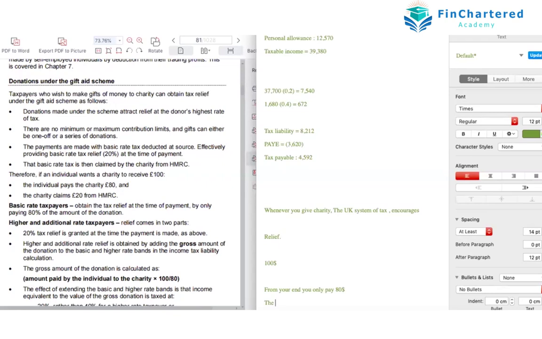It is because you wanted to give 100, but you're giving only 80. So it's like you're getting a discount on the charity that you were giving. The government pays the remaining $20. And this is how the UK tax system itself is encouraging giving donations. First, you write this much. Let's not complicate our life.